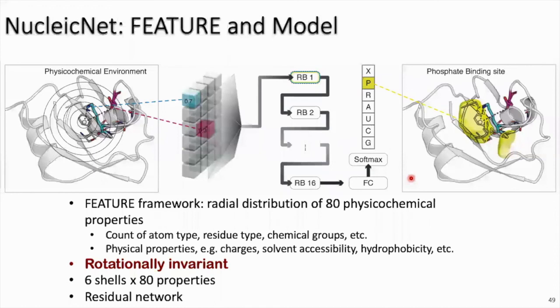More specifically, for the rotationally invariant features, we use the framework called FEATURE. So for each grid point, we will generate 6 shells around it. And within each shell, we will count the distribution of 18 physicochemical properties, so that each grid point can be represented by a 6 by 18 matrix. And then this matrix will go through a residue network to predict the binding preference distribution against the different RNA chemical groups. Here, RB means the residue block.